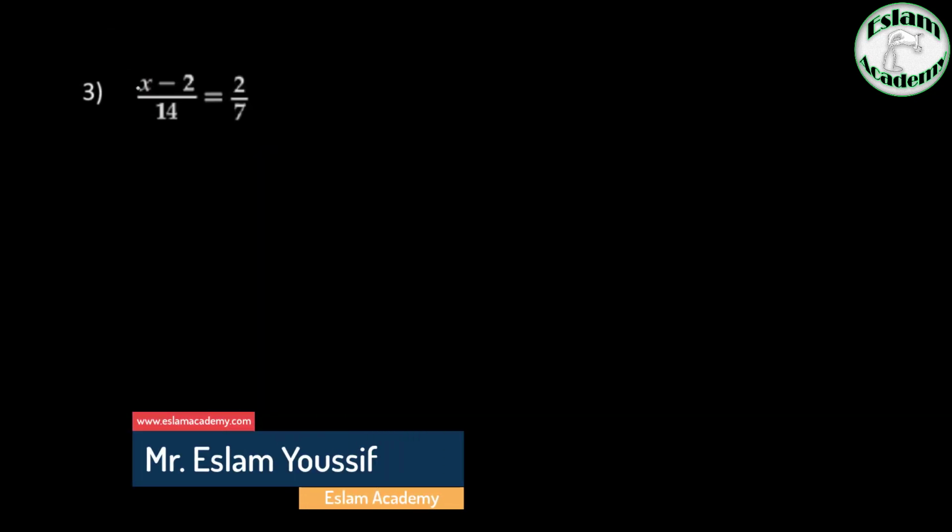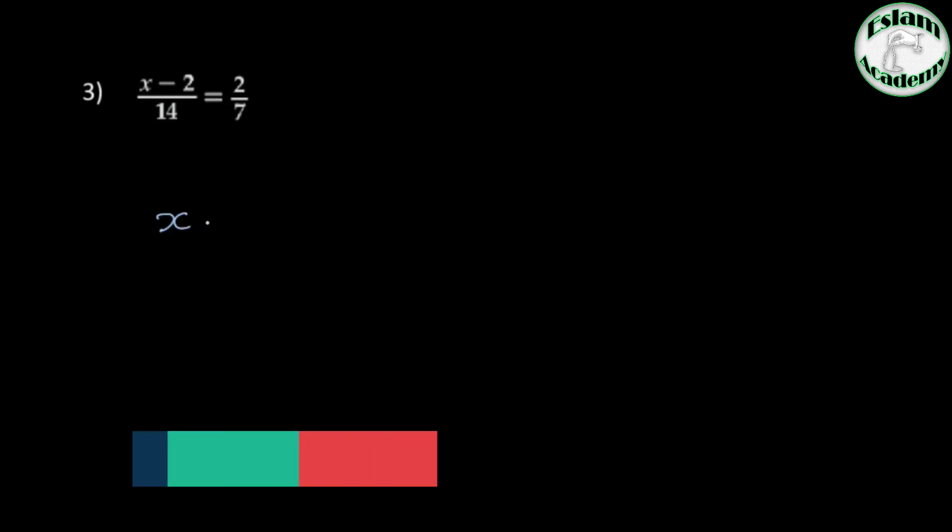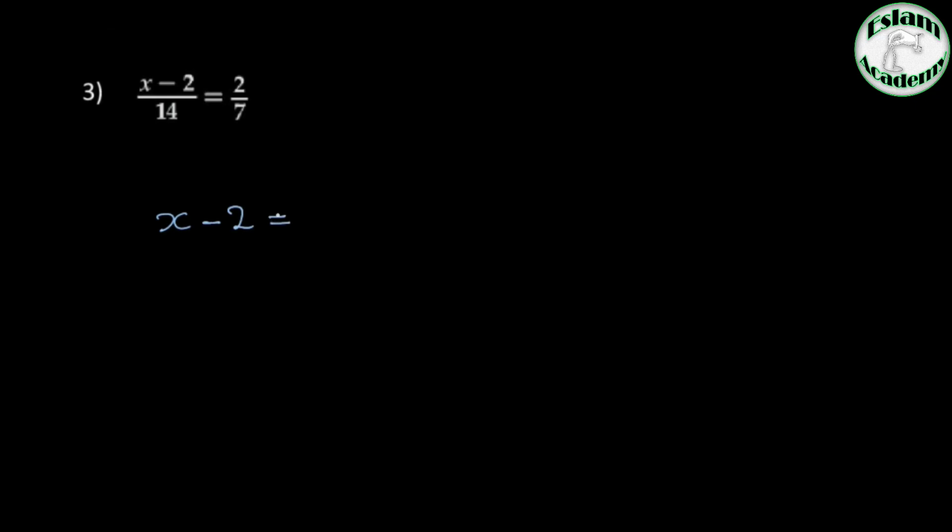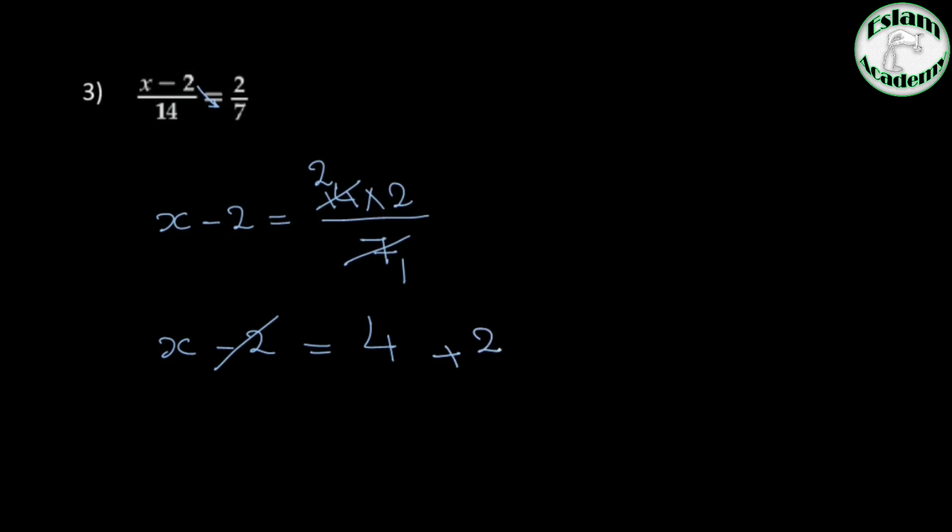Number 3. x minus 2 over 14 equals 2 over 7. In the same way, x minus 2 equals a fraction: the number which is opposite to x minus 2 will be written down, and 14 times 2 will be written up. Divided by 7 equals 1, divided by 7 equals 2. Then x minus 2 equals 2 times 2, which equals 4. By solving the equation, we add 2, then x equals 6.